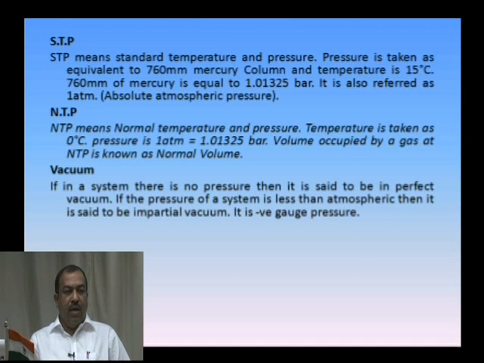Vacuum. If in a system there is no pressure, then it is said to be in a perfect vacuum. If the pressure of the system is less than the atmospheric, then it is said to be in partial vacuum, or it is also called as negative gauge pressure.